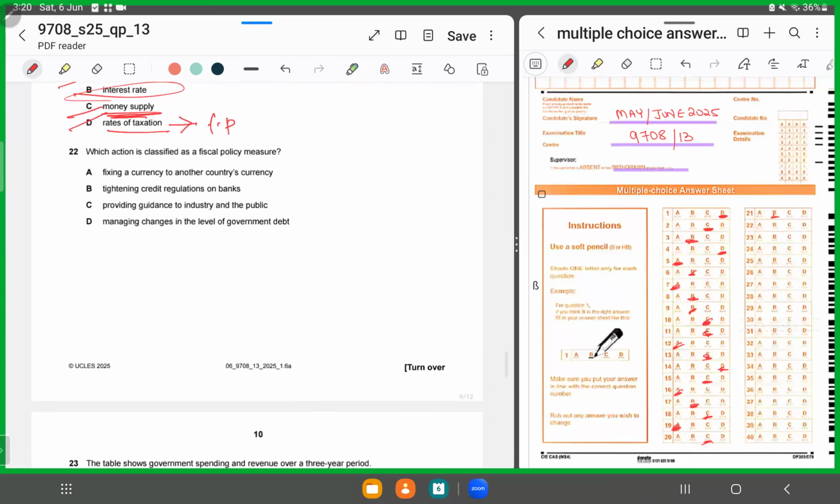Moving forward, MCQ number 22. MCQ number 22 says which action is classified as a fiscal policy. Fiscal policy talks about government expenditure and fiscal policy talks about taxes. Now, A says fixing a currency, it's an exchange rate policy, so it cannot be A.